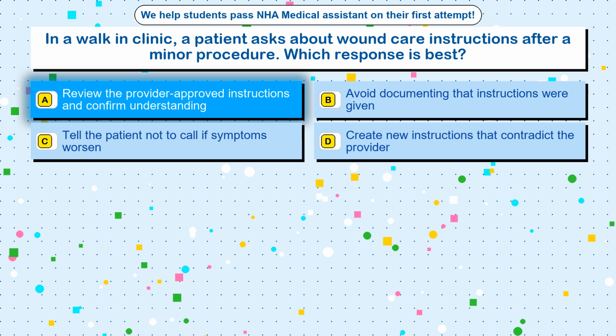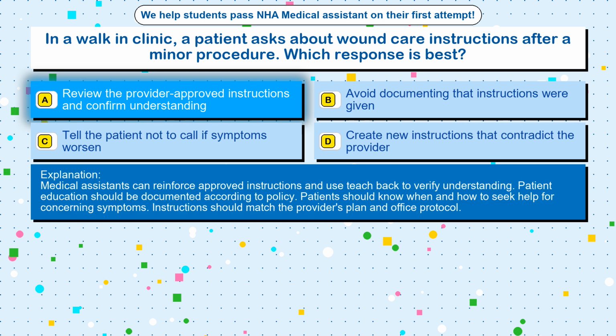Review the provider-approved instructions and confirm understanding. Medical assistants can reinforce approved instructions and use teach-back to verify understanding. Patient education should be documented according to policy. Patients should know when and how to seek help for concerning symptoms. Instructions should match the provider's plan and office protocol.